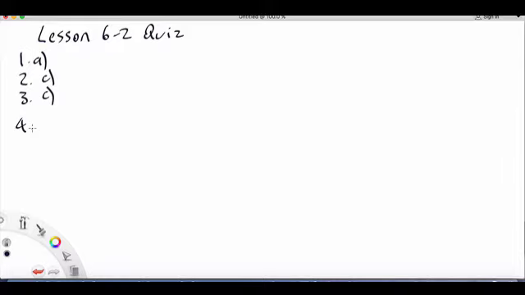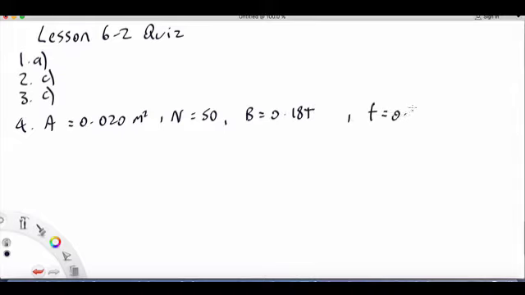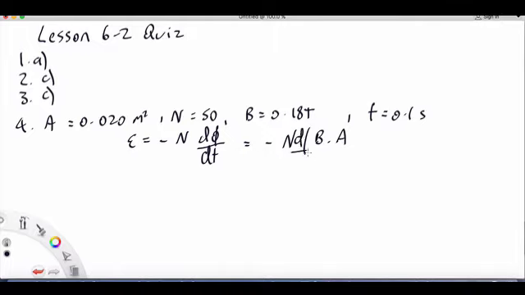Now, number four, we have a coil of wire, area of 0.02 square meters. We have 50 turns. We have a magnetic field of 0.18 Tesla, and that coil is rotating a quarter of a turn in 0.1 seconds. So the EMF is going to be minus N times dΦ/dt, and that is N times the change in B times A, so the flux.